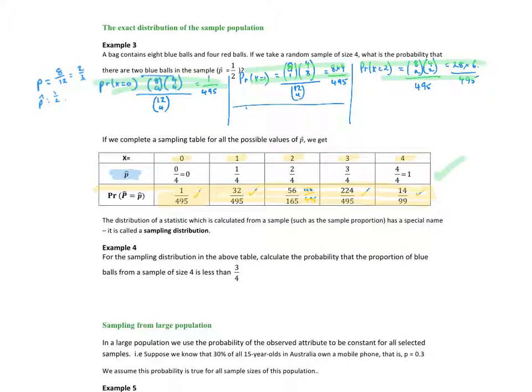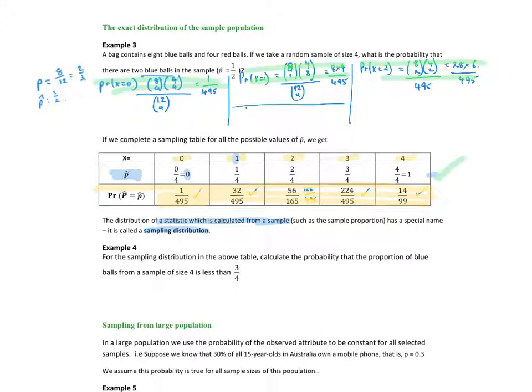So instead of saying we have 0 blue balls, I'm going to say the proportion of blue balls is 0. Instead of saying I've got 1 blue ball, I'm going to say 1 out of 4 balls is blue. So I turn it into a proportion. You can see there that the proportion is always going to be between 0 and 1, and really, it's just another way of representing how many successes we had. This distribution of a statistic, which is calculated from a sample, is called a sampling distribution, because it has come from a sample.